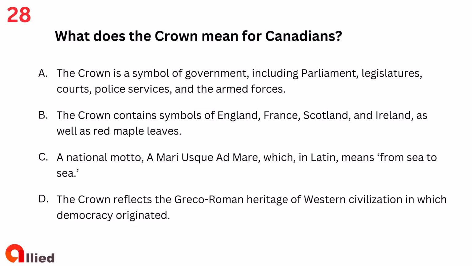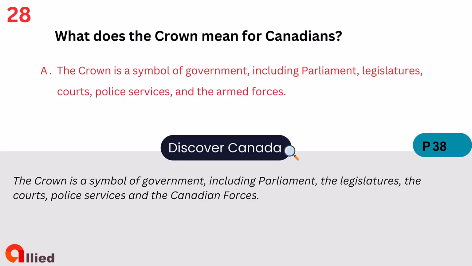Question 28. What does the Crown mean for Canadians? A. The Crown is a symbol of government, including Parliament, legislatures, courts, police services, and the armed forces. B. The Crown contains symbols of England, France, Scotland, and Ireland, as well as red maple leaves. C. A national motto, a mari usque ad mare, which, in Latin, means from sea to sea. D. The Crown reflects the Greco-Roman heritage of Western civilization in which democracy originated. The answer is A. The Crown is a symbol of government, including Parliament, legislatures, courts, police services, and the armed forces.